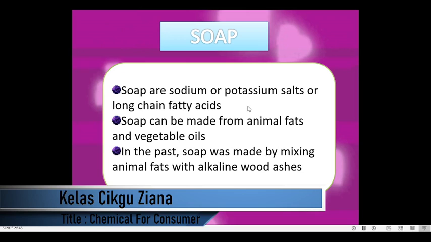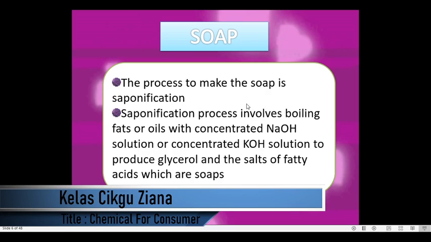Okay, maksudnya dia adalah daripada salt. The process to make the soap is saponification. Here the important thing is saponification, the process of making the soap. The saponification process involves boiling fat or oils with concentrated sodium hydroxide solution or concentrated potassium hydroxide solution. So that means kamu gunakan alkali sama ada sodium hydroxide ataupun potassium hydroxide solution to produce glycerol and salt of fatty acid, which are soap.